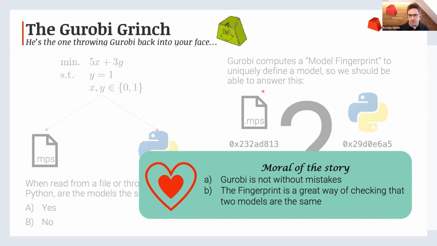And maybe one additional remark, so people don't all start to ask for pens. It's called model fingerprint, but essentially the information used to generate that fingerprint is not just the model. It's also attributes. It's also additional information like start values. So that is in there. So it's definitely more than just what's in the MPS file. Yes, that's something to keep in mind.